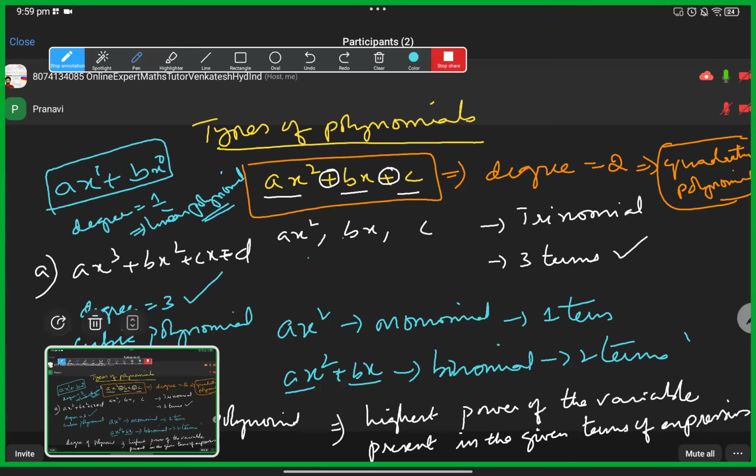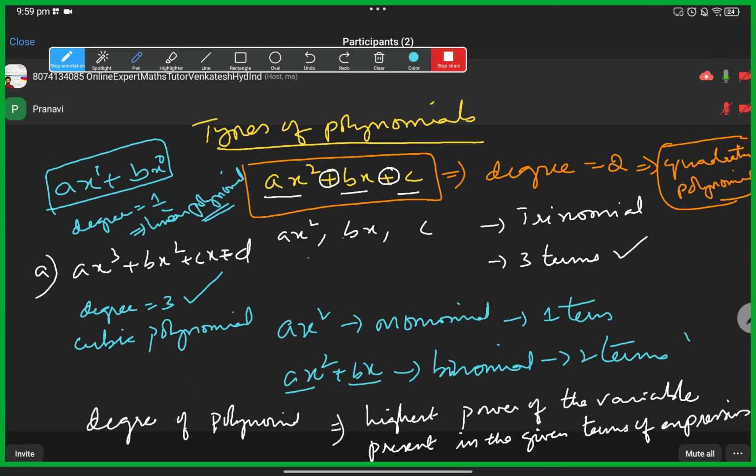Okay, Pranavi. So the degree of a biquadratic polynomial is 4, because quadratic is 2, and biquadratic means x power 4. So it's a biquadratic polynomial. This is about the types of polynomials. Polynomial with 1 term we call a monomial, a polynomial with 2 terms is a binomial, a polynomial with 3 terms is a trinomial, like that.